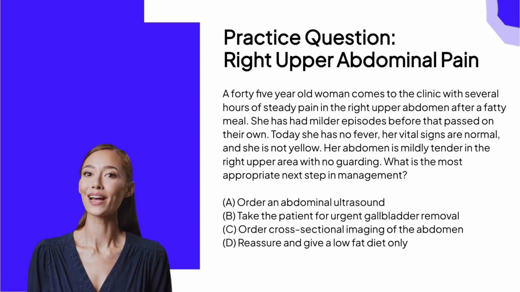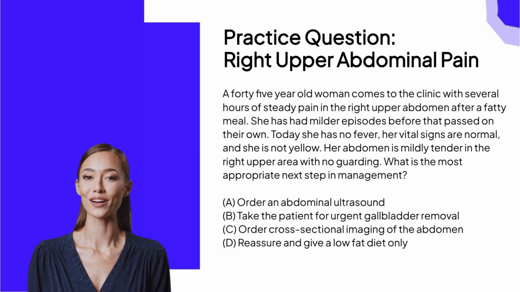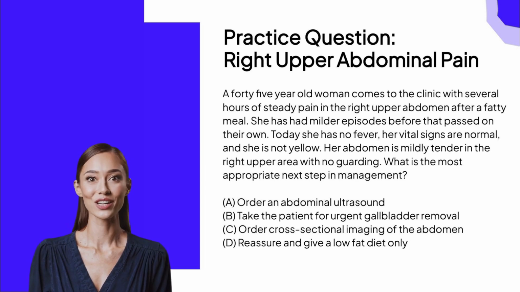Here is our second practice question, all about choosing the right first test. A 45-year-old woman comes to the clinic with several hours of steady right upper abdominal pain after a fatty meal. She has had milder episodes before that settled on their own. Today she has no fever, normal vital signs, no yellowing, and only mild tenderness with no guarding. The question asks for the most appropriate next step.